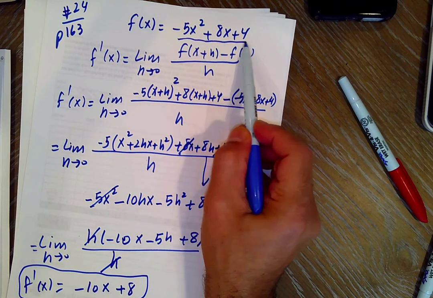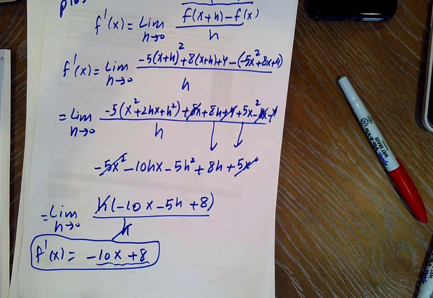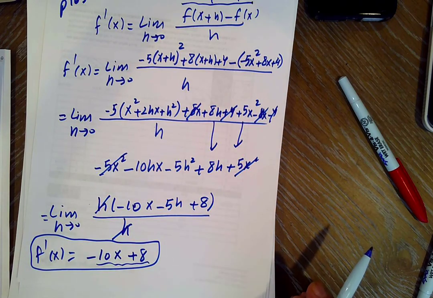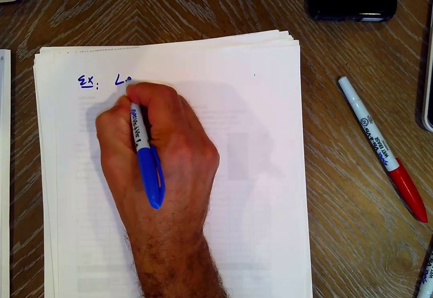Domain of f of x is all real numbers. Domain of f prime of x is all real numbers, okay? Here's another one. This is not from the book.